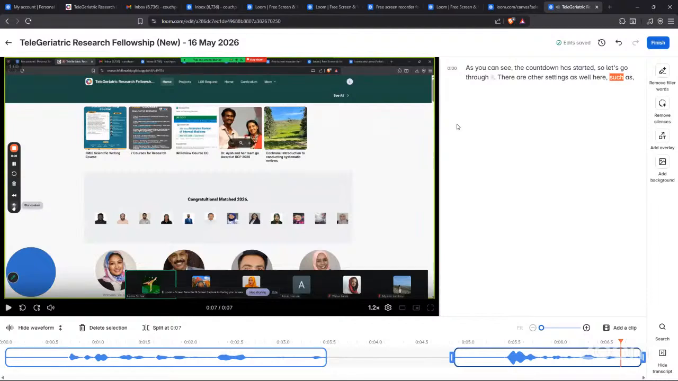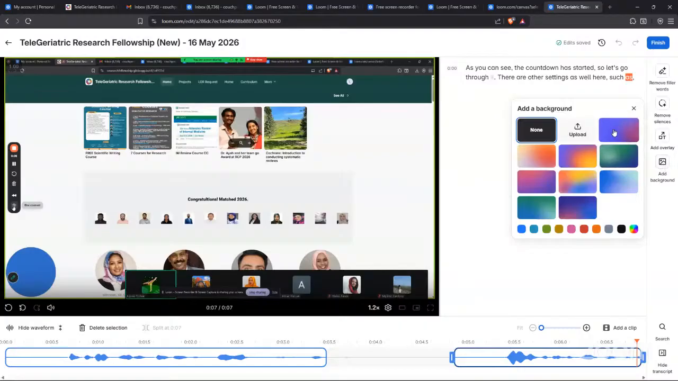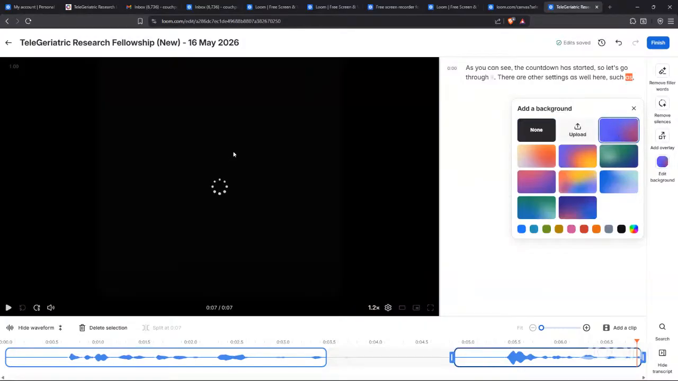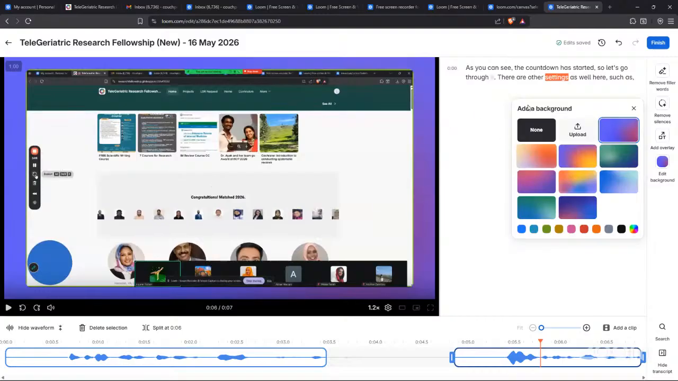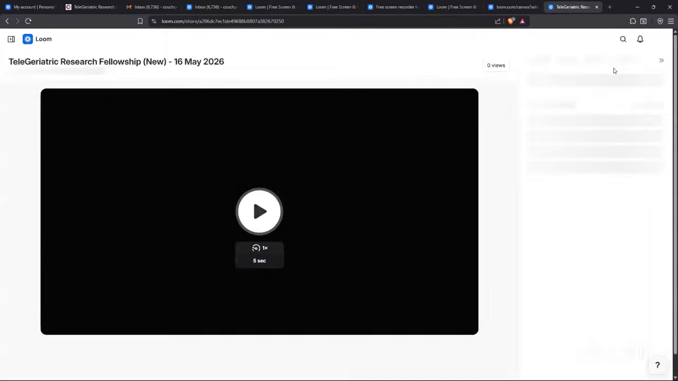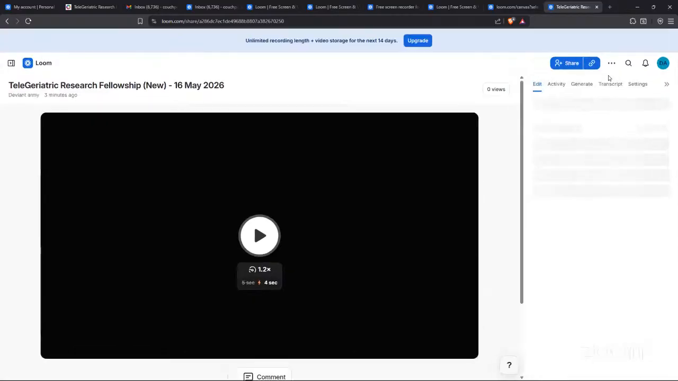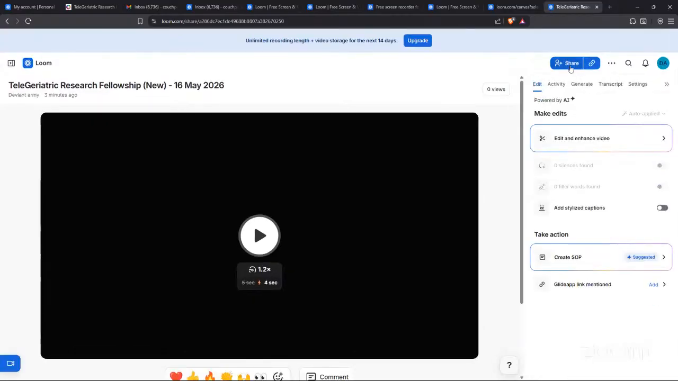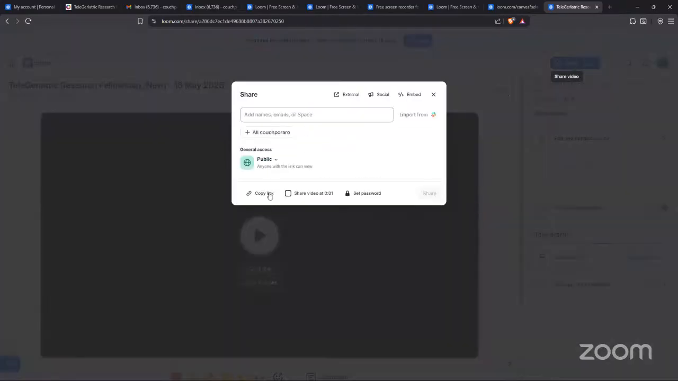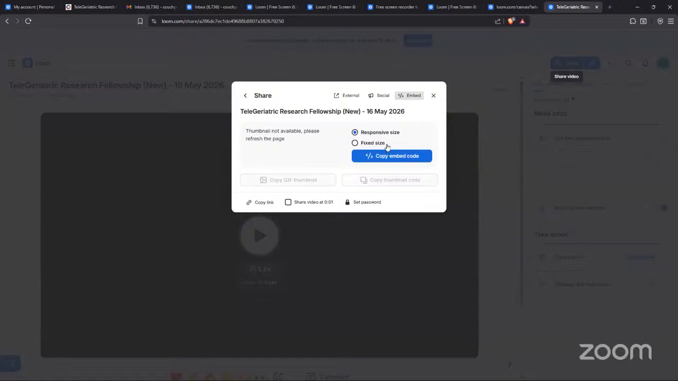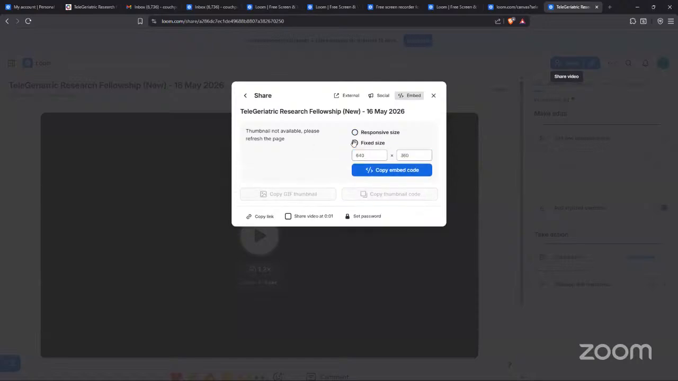You can also remove filler words here, such as "or" or "like". You can remove silences. You can also change the background. There we have it. And then press finish, and we can send it to the people that we want to send it to. So how do we do that? Click on share and simply copy link. The good thing here is that you can also copy and embed, but they're not showing me a thumbnail.